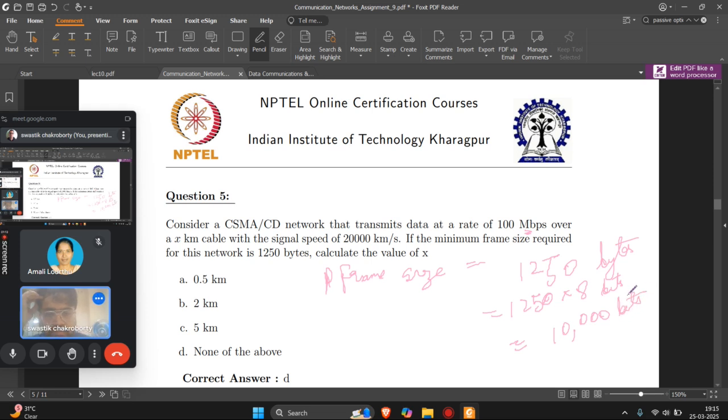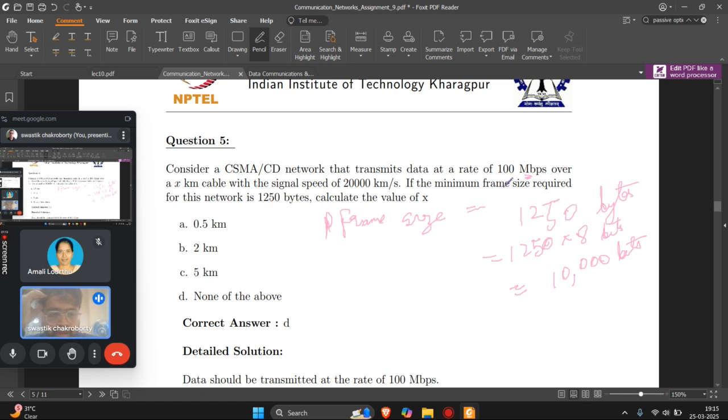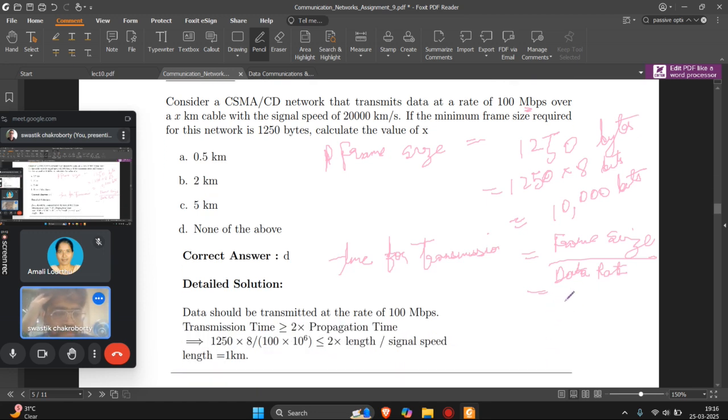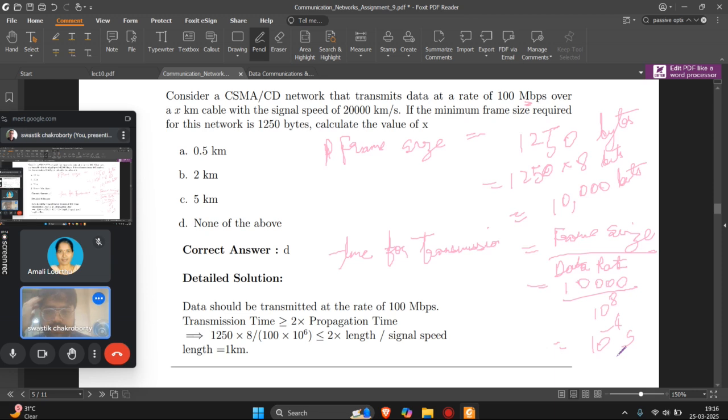Now 10,000 bits, and what is the rate? 100 into 10 to the power 6 bits, so 10 to the power 8 bits per second. Time for transmission is basically the frame size divided by the data rate. Frame size is 10,000, which is 10 to the power 4, divided by the data rate 10 to the power 8. So this will be 10 to the power minus 4 seconds. So 10 to the power minus 4 seconds is needed for an x kilometer cable.